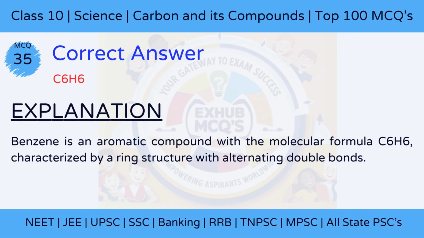The correct answer is option A, C6H6. Explanation: Benzene is an aromatic hydrocarbon with the molecular formula C6H6. Its structure consists of a cyclic arrangement with alternating single and double bonds.